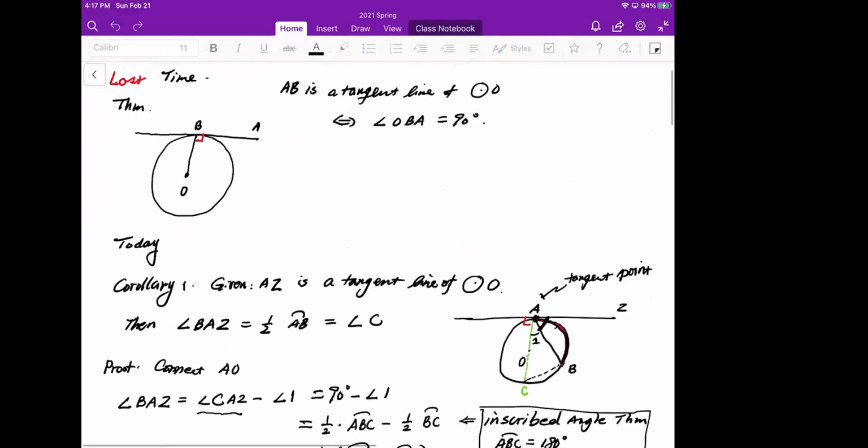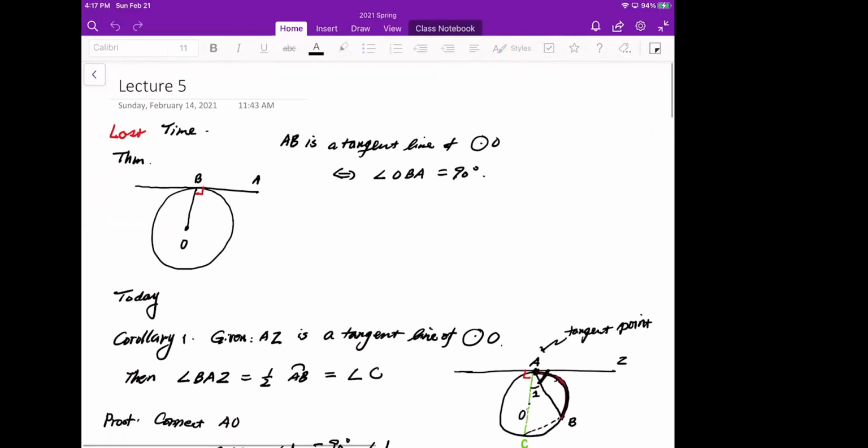So here is the corollary, right? The tangent, right? If we have a tangent to a circle, then the angle OBA must be 90 degrees. So it's perpendicular to the radius.